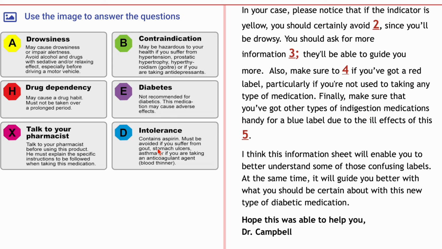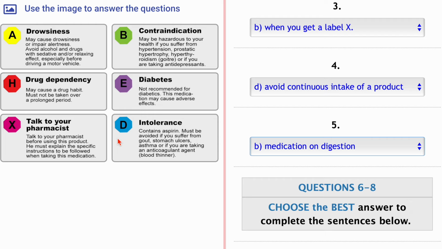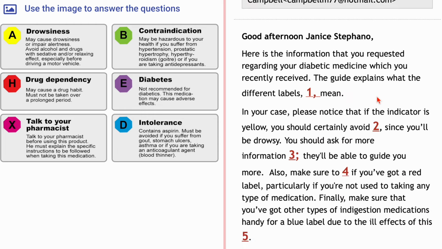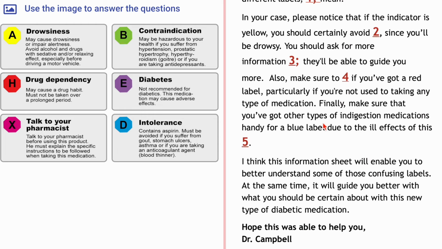So, medicine on the food eaten or medication on digestion. So, the negative effects of this medication on digestion. So, basically, what it's telling us here is that if you have a blue label, this medication can be bad on digestion. Okay? That's what it's telling us here. So, for a blue label, due to the negative effects of this medication on digestion. All right?